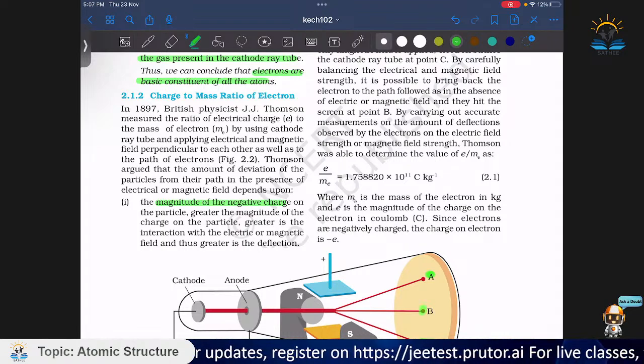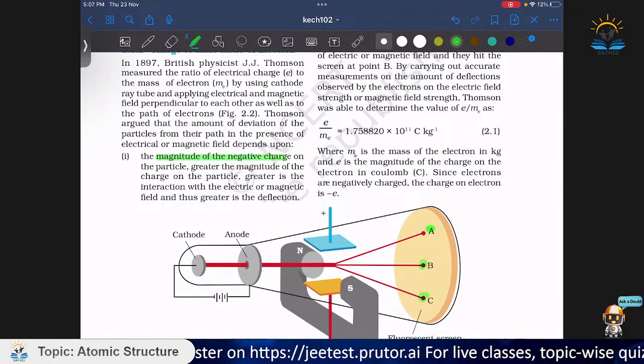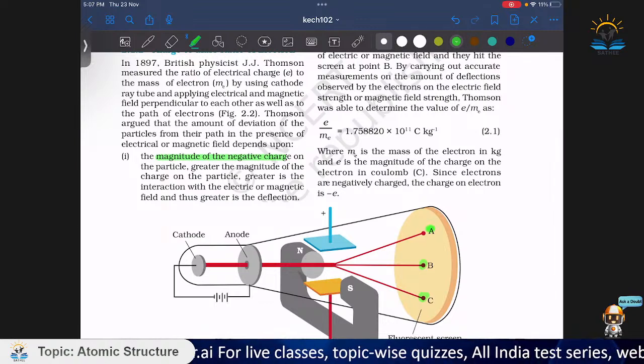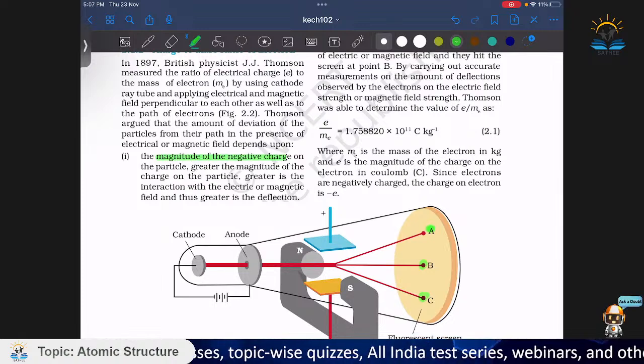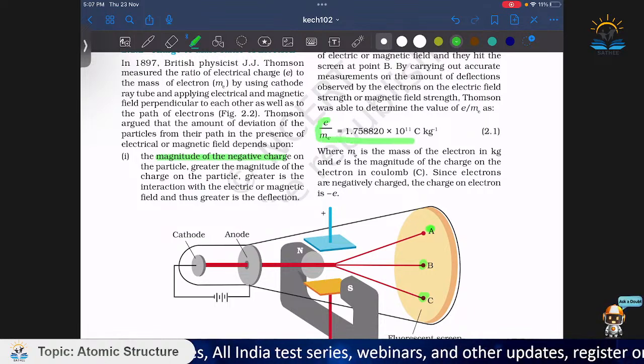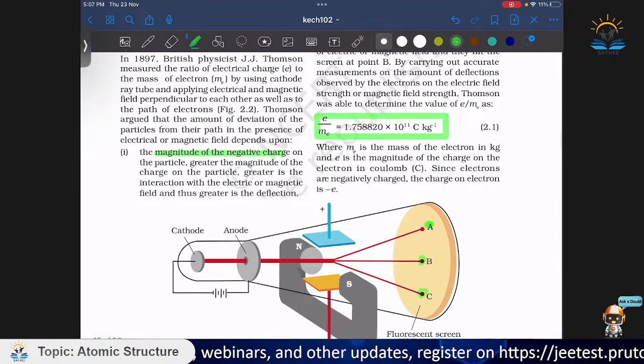So what he did is he balanced the electric and magnetic fields such that the electrons hit at point B, where they would hit if there were no magnetic or electric field. So he balanced the counter effects of the electric and magnetic fields. From that, he calculated the charge by mass ratio of an electron. Okay, this is the value of the charge by mass ratio of an electron.